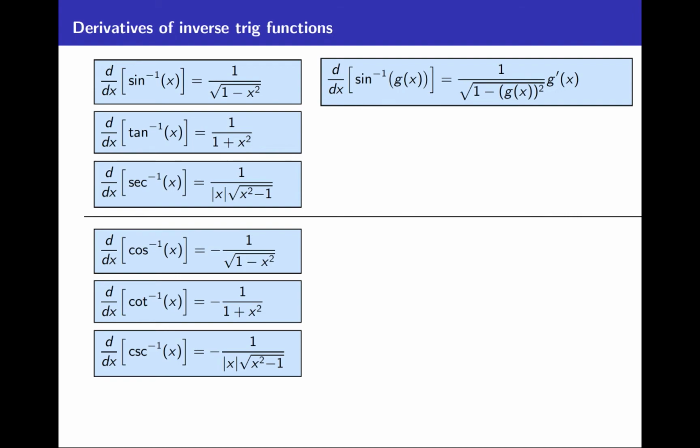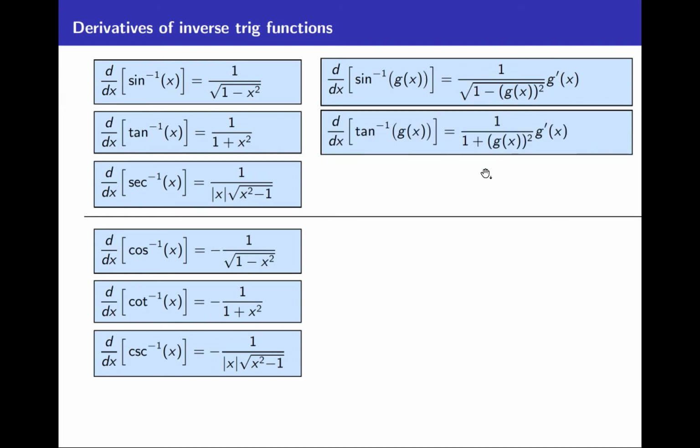And it's worth remembering and internalizing these generalized rules because we're going to have so many problems that are the derivatives of an inverse trig function of some other function. So you can quickly get the derivative of sine inverse of g of x with this generalized rule. Likewise, for the same reason, the derivative of tangent inverse of g of x would be g of x plugged in here. So you get 1 over 1 plus g of x squared, and then times the derivative of g of x.